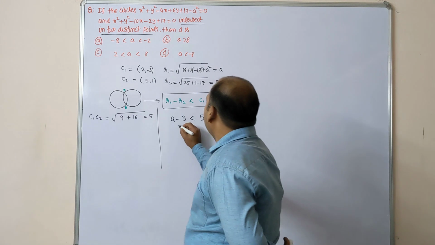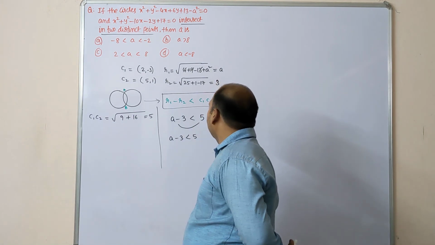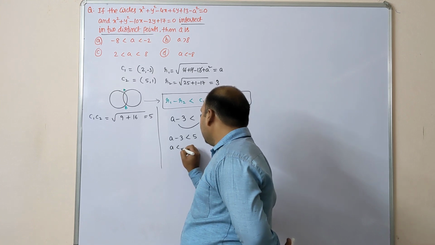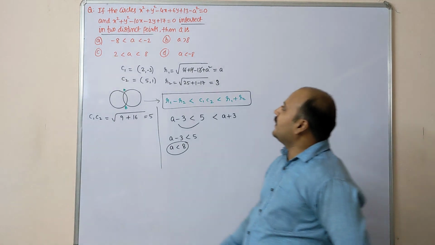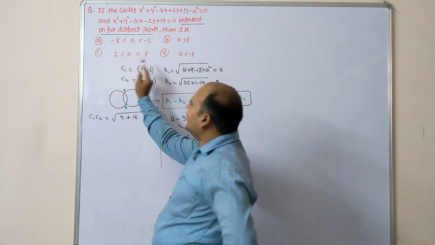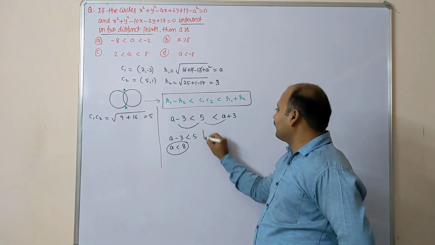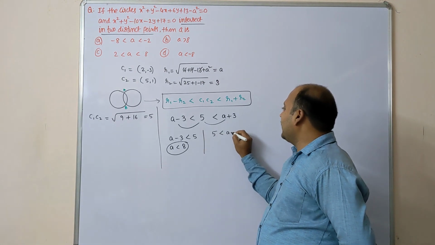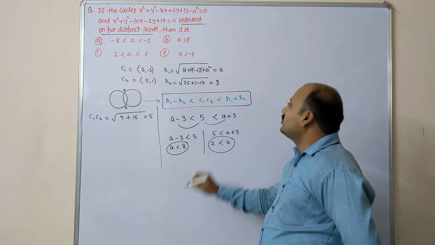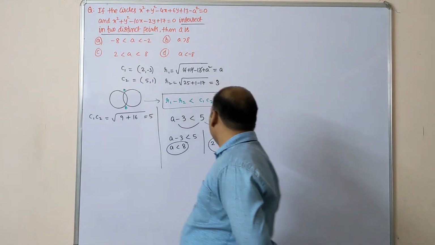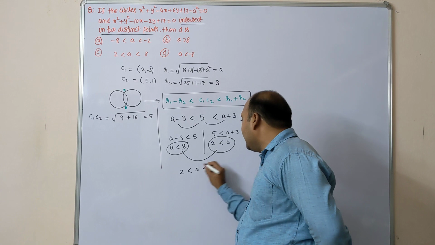Okay, you take these two first. a minus 3 is less than 5. So a is less than 8 will come, dear students. a is less than 8 here it will be. And if you take these two, 5 is less than a plus 3, 3 we can take this, 2 is less than a. 2 is less than a is here also. So from these two what we conclude? 2 is less than a is less than 8.